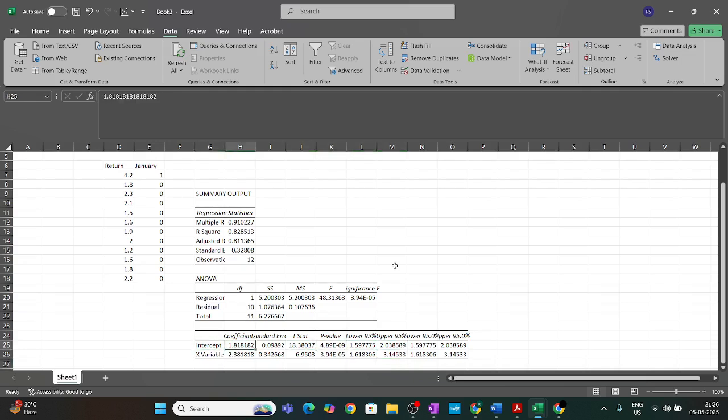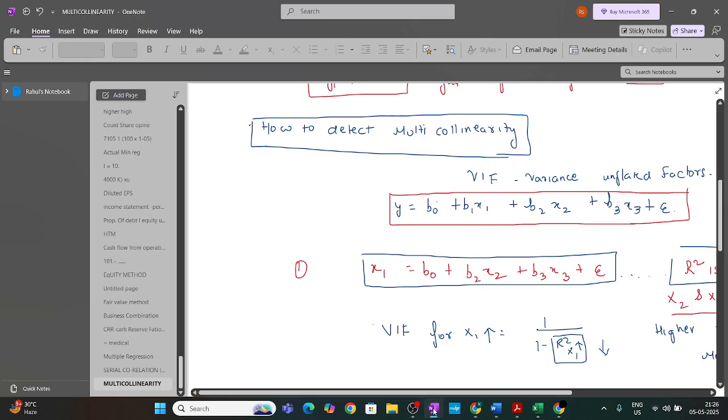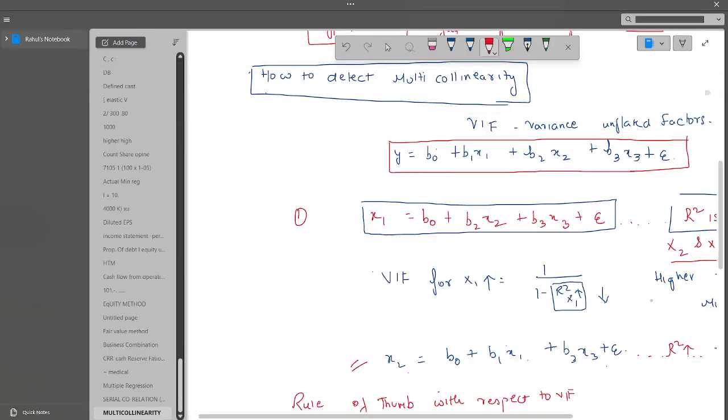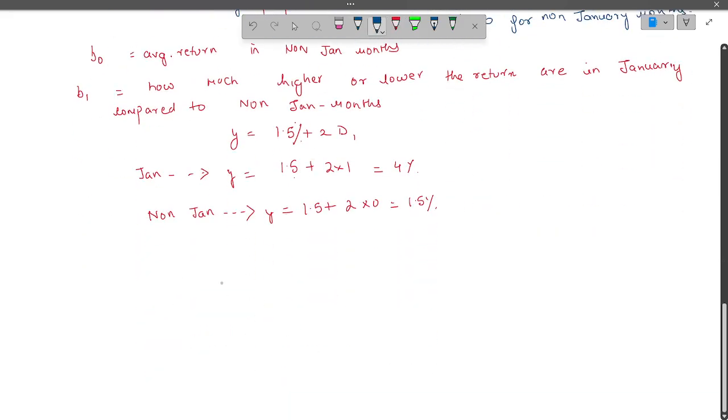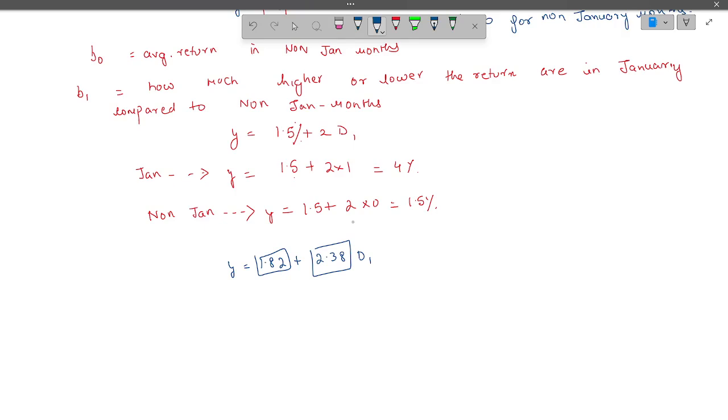1.82 plus 2.38x, right? Y equals returns equals 1.82 plus 2.38 into D1, right? So how am I going to interpret 1.82? 1.82 is the average return in non-January months. And how am I going to interpret 2.38? I'm going to say that average returns in January are 2.38% higher than non-January months, right?